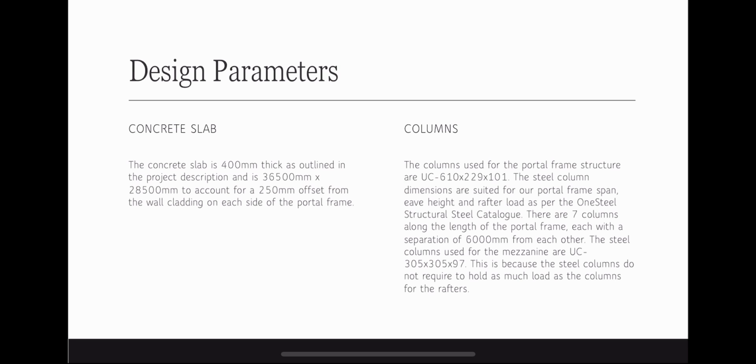The concrete slab is 400mm thick and measures 36.5 by 28.5 metres, allowing for a wall offset. The main frame uses universal columns 610 by 229 by 101, spaced 6 metres apart, while lighter universal columns 305 by 305 by 97 support the mezzanine, as these carry smaller loads.